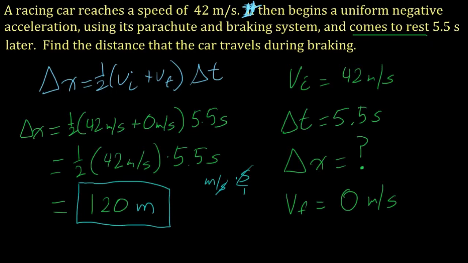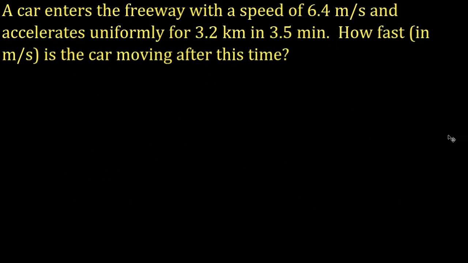Let's do another. Okay, here's another one. It says a car enters the freeway with a speed of 6.4 meters per second and accelerates uniformly for 3.2 kilometers in 3.5 minutes. How fast in meters per second is the car moving after this time? Now we've got a few things going on here.